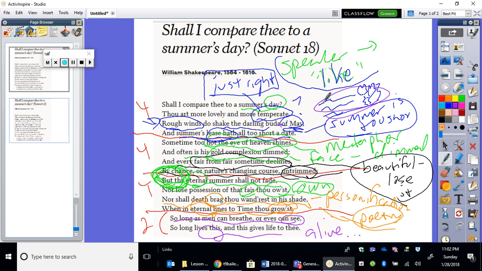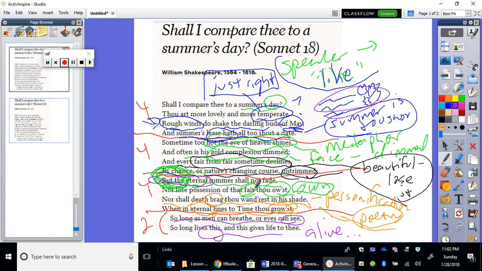And this is my image of it. "And summer's lease hath all too short a date." The summer's too short. So I don't know if I should compare you to a summer's day. I'm not going to, because you're better than a summer's day. The summer's too short anyway. "Sometimes too hot the eye of heaven shines, and often is his gold complexion dimmed." So sometimes it's too bright, and sometimes it's too dim, and everything loses its beauty sometime because of life and time going by. But not you, baby.